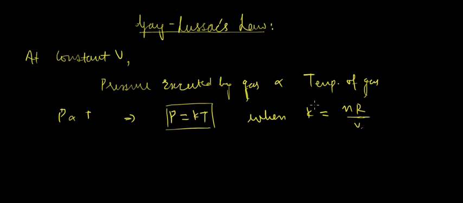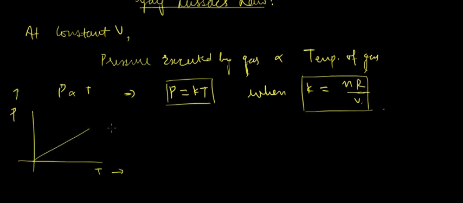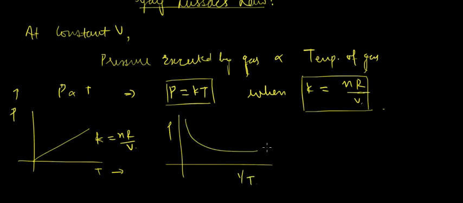Okay, so let's discuss the graphs of the same. Suppose first we have a graph between P and T. Graph between P and T would be a straight line where the constant would be nR by V. If we talk about the graph between P and 1 by T, as P and 1 by T would be inversely proportional, hence it would be something like this.